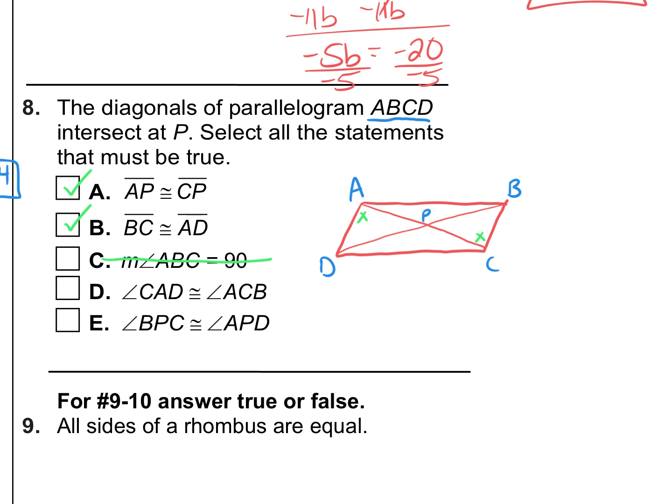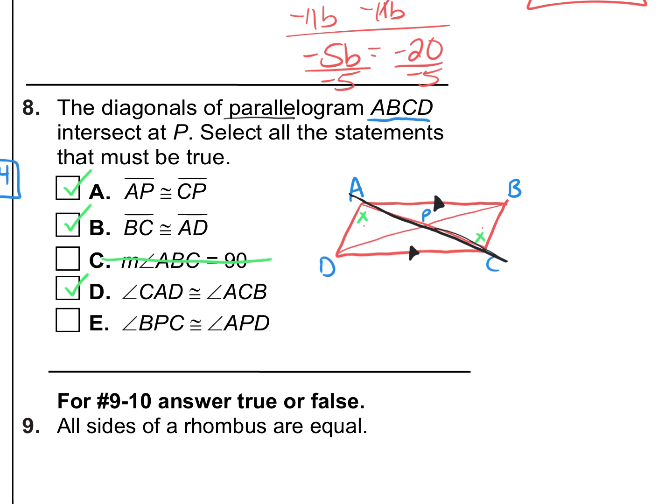I heard some true, I heard some false. Let's talk about this. What word is in parallelogram? Parallel. So we know opposite sides are parallel to each other. What is this line that goes through the parallel lines? It's a diagonal, but it's also a transversal, okay? So those two angles right there, what's their relationship with each other? Alternate interior. What do we know about alternate interior angles? They are equal. Yep, alternate interior angles are equal, so that makes D true.